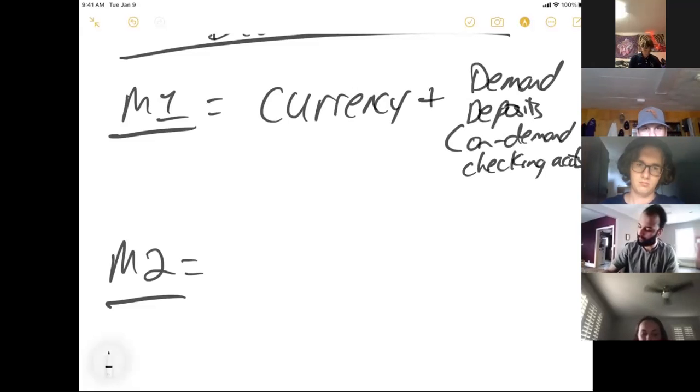And then demand deposits. What are demand deposits? These are basically any sort of bank deposits in which you can pull money out on demand. For the most part, most checking accounts would count as demand deposits. Any account that you put money in and can pull the money out on demand would be what economists consider demand deposits.